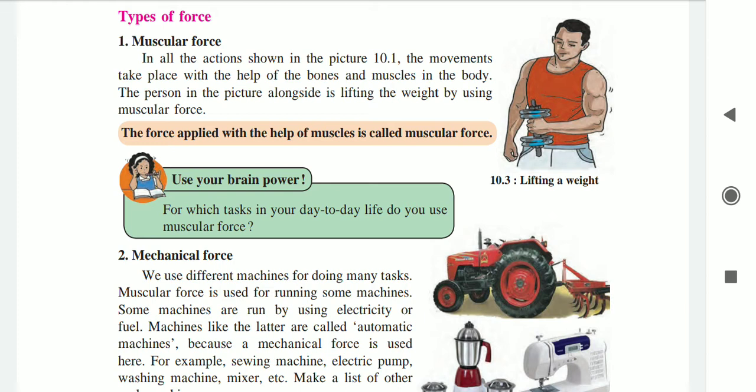You can see the person who is building his body by lifting a weight. So here he applies force with the help of a weight which is held in his hand to mold his muscles, to make his muscles strong. The force applied with the help of muscles is called muscular force. So from the heading of the particular type, you come to know which type of force it is. Muscular means the force which is applied by the muscles of your hand is called muscular force.